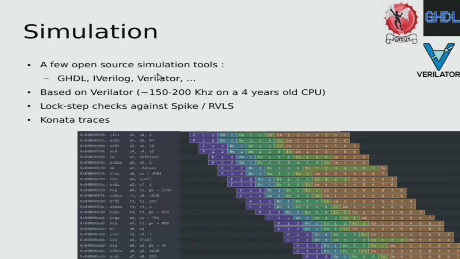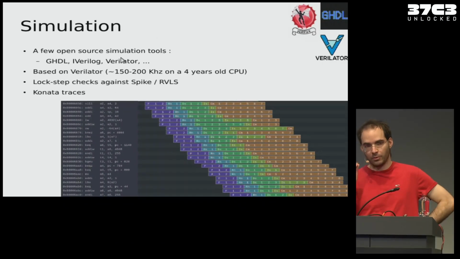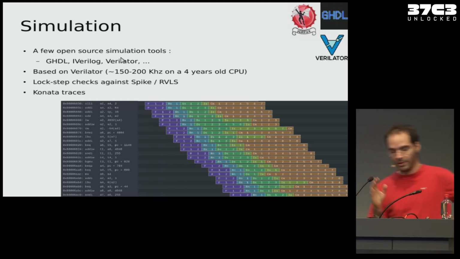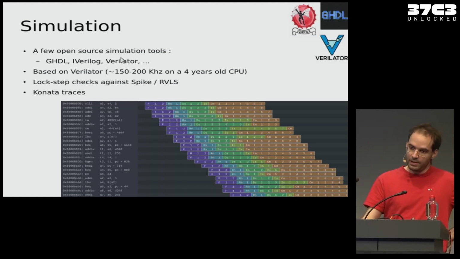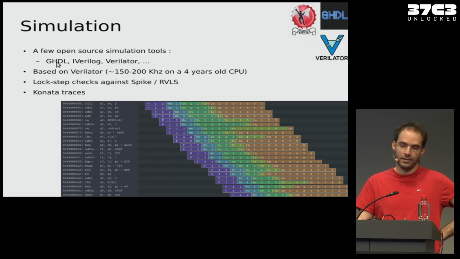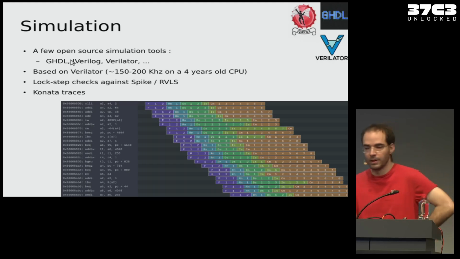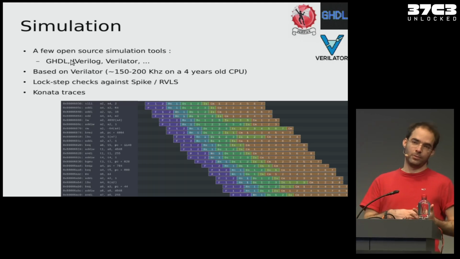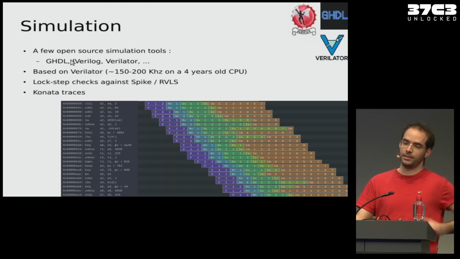So Verilator is a really important tool in the open source toolchain, I would say, because you can simulate the CPU at this kind of rate on a modern CPU. It's about 100 times faster than what those tools will do. And basically what it does, it translates your Verilog into a C++ model that you can then simulate.